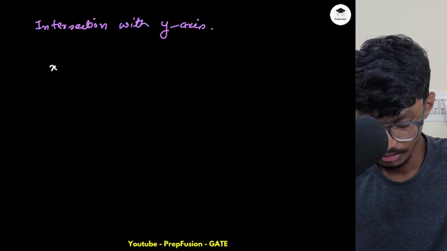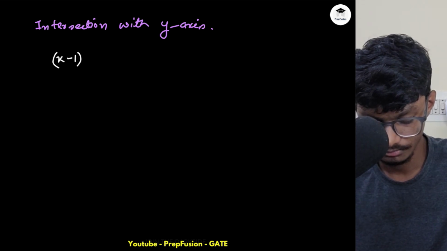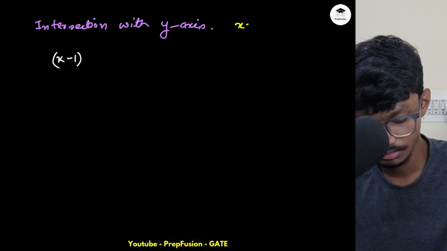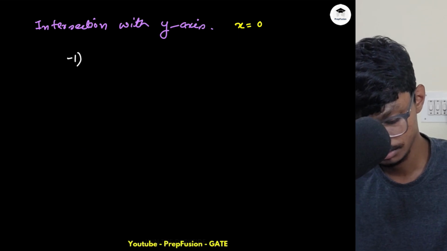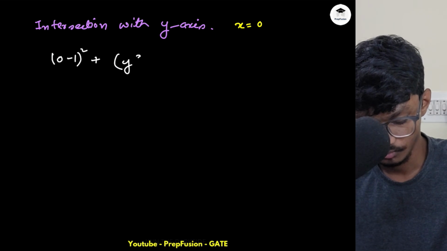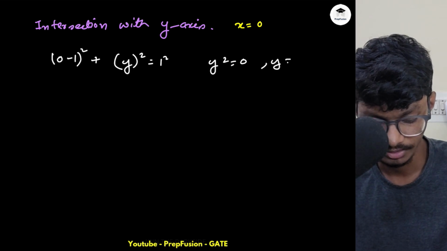So it is x. So for the intersection with the y-axis, obviously my x will be equal to 0. So this will be 0 minus 1 whole square plus y square, obviously, and this is 1 square. It will get cancelled, so y square will be 0 and y will simply be equal to 0 itself.